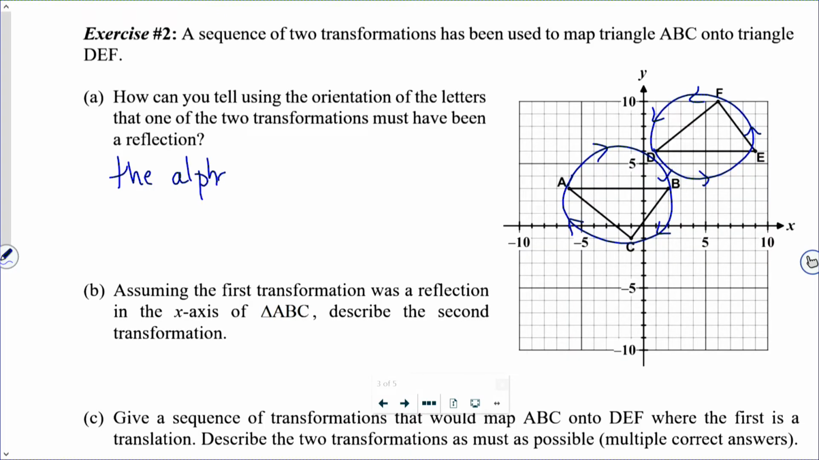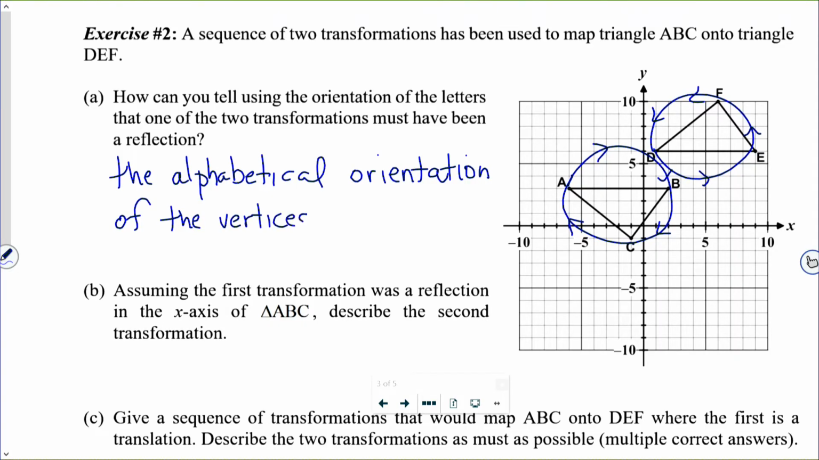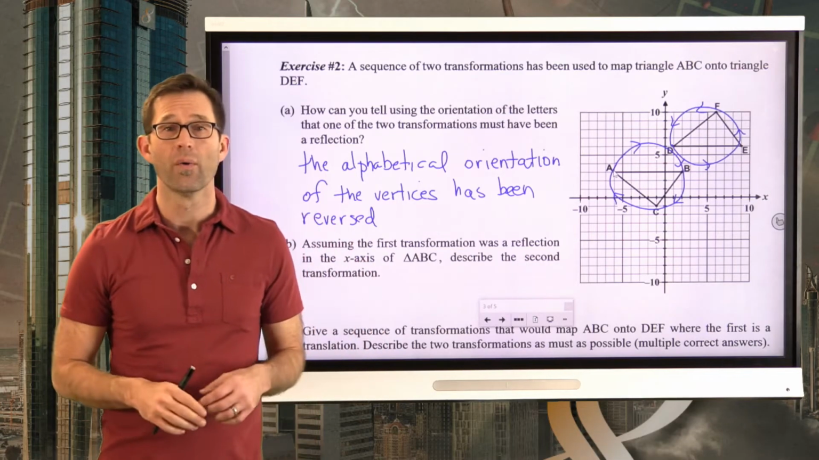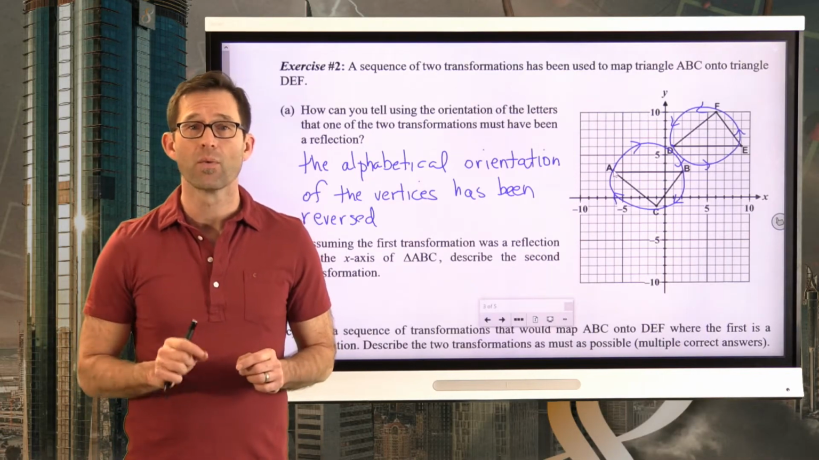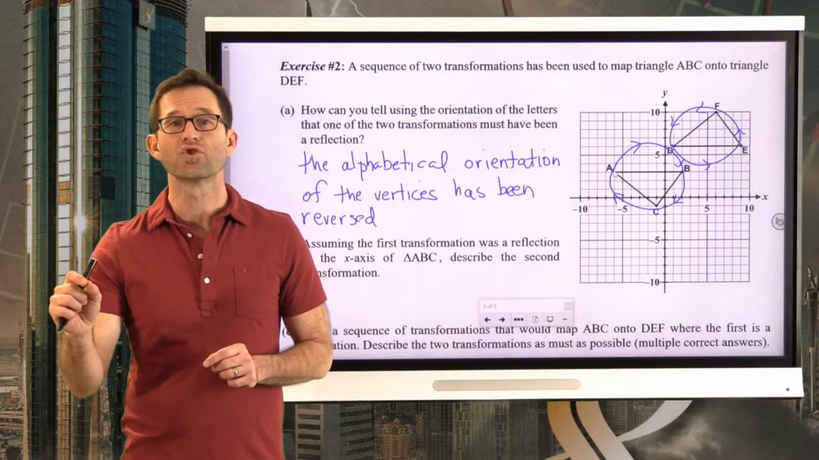So the alphabetical orientation of the vertices has been reversed. In other words, if it started off by going clockwise, it changes to counterclockwise. If it starts off going counterclockwise, it would reverse to going clockwise. That does not happen with either a rotation or a translation.